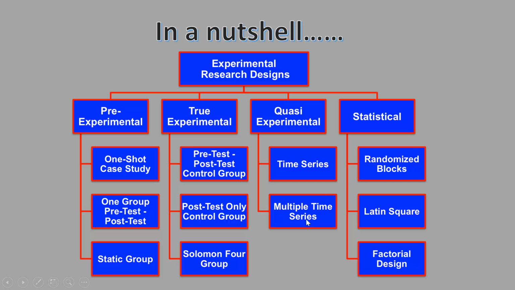Or we will see multiple time series and compare how the progress of subjects occurs in one group over a given amount of time versus how another group compares. And then in the last category, they talk about statistical research designs, and these are set together for the purposes of controlling certain variables that may appear during the research process. So things like randomized blocks and Latin squares and factorial designs primarily involve things you need to do to the statistics to control for certain differences in the study.